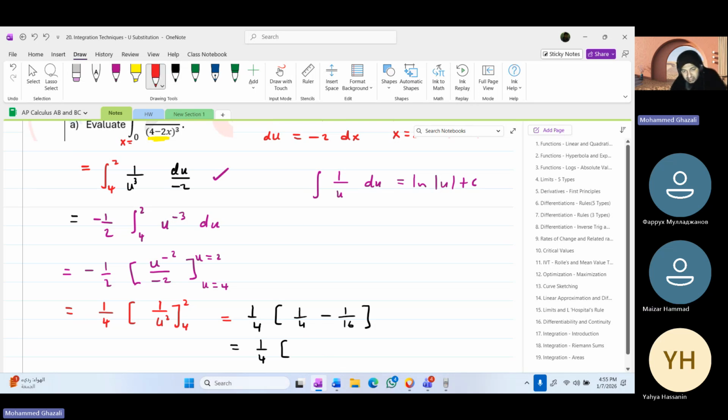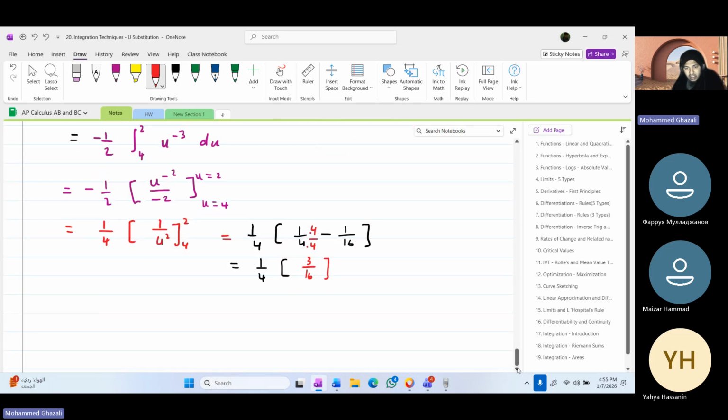Okay, so this is 4 over 16. So I'm going to get 3 over 16 here, right? Is that correct? Quarter minus, remember, times 4 and times 4 over 4. So 4 times 4 is 16, 4 minus 1, so that's correct. And then 4 times 16 is 64. So my final answer is 3 over 64.